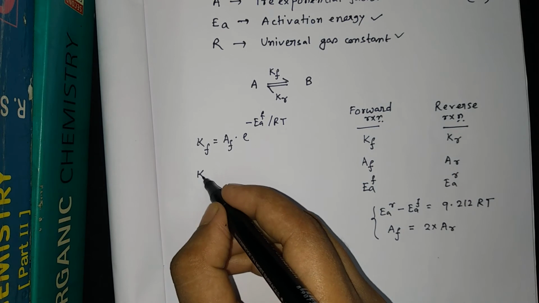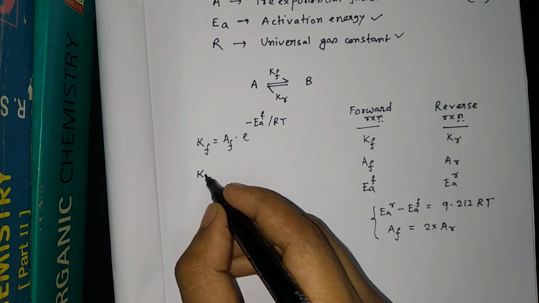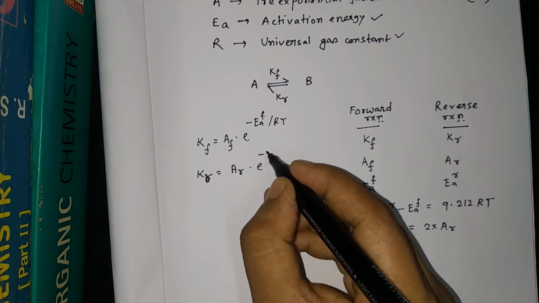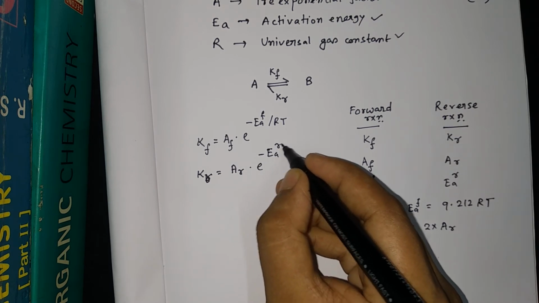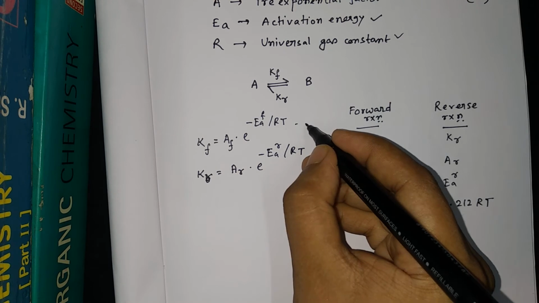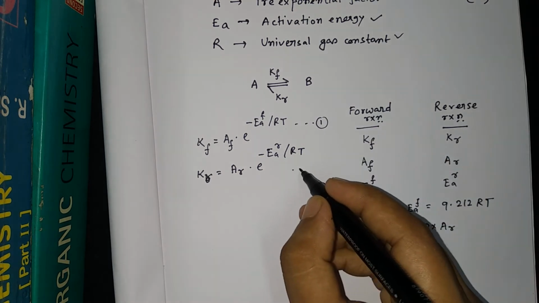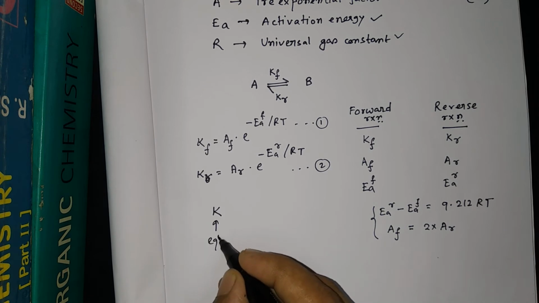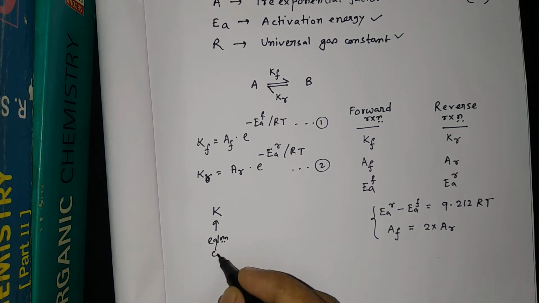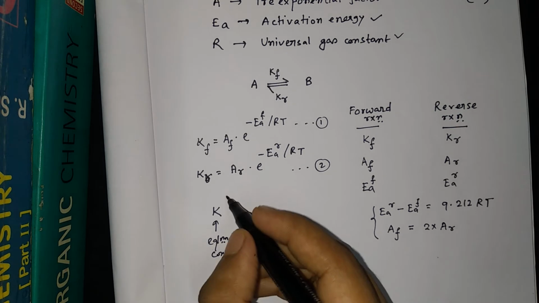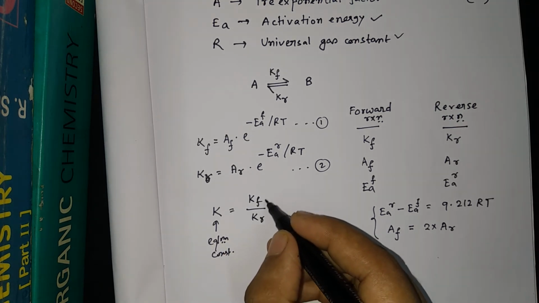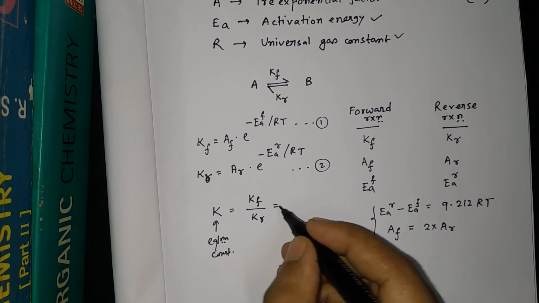And for the backward reaction, what will happen? Kb or Kr equal to Ar into e to the power minus EAr by RT. So in both cases the temperature is the same. So this is equation 1 and equation 2, and we know the equilibrium constant. So this equilibrium constant equal to what? This is Kf by Kr.